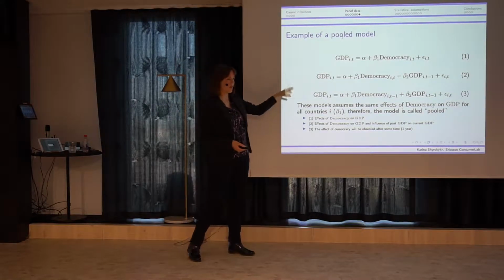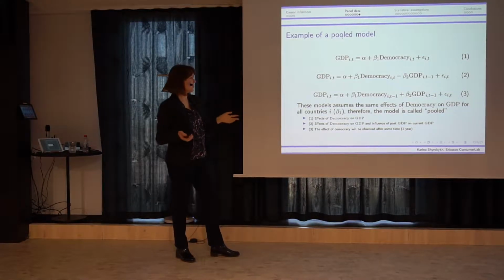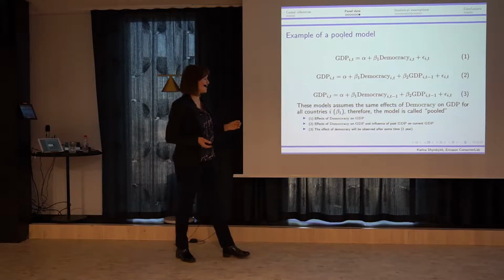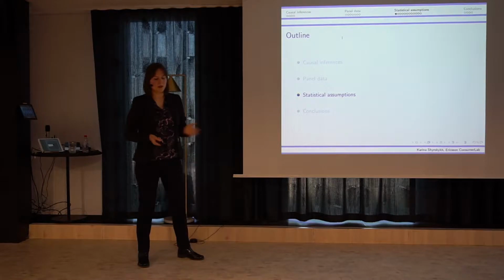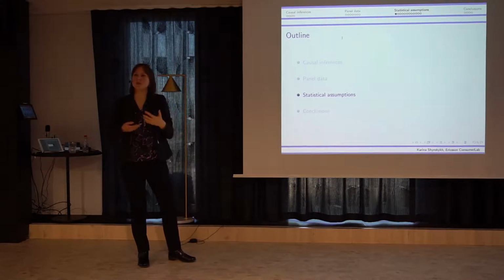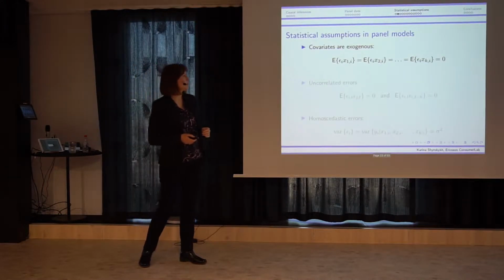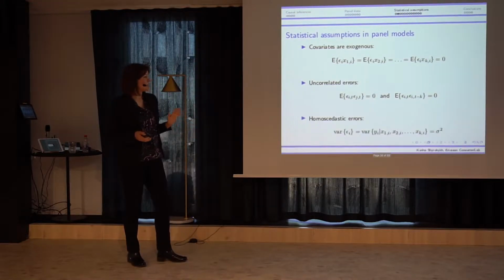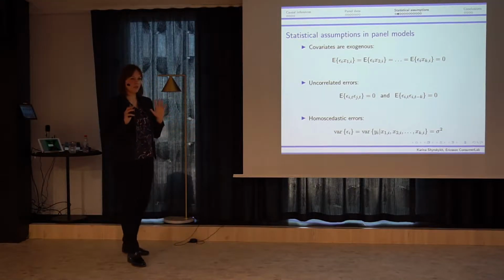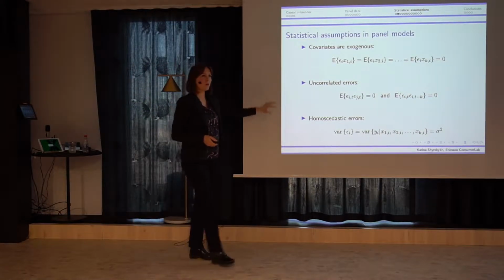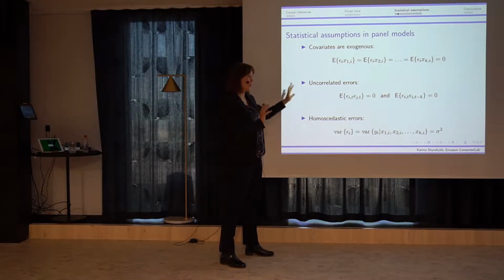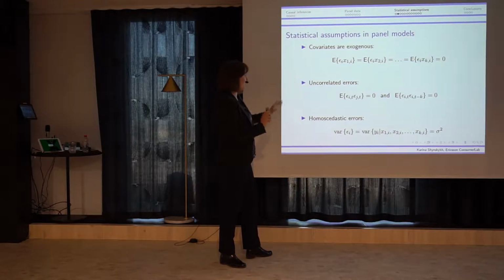And in this case, it is states. This can be states, regions, whatever is of interest for you. Because you assume that the effects are the same, it's basically called a pooled model. And the statistical assumptions are basically related to 3 big chunks, so to say. I will talk more about this, just to very quickly name them.